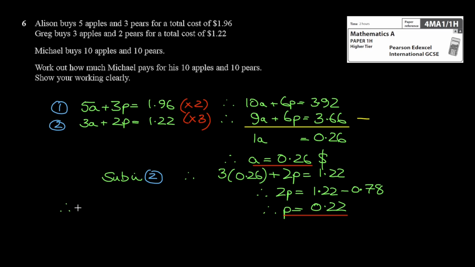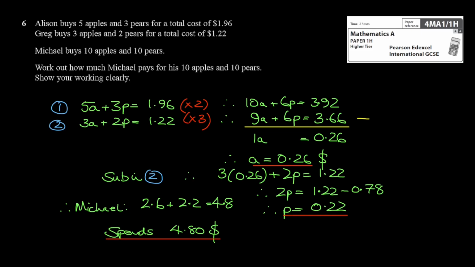So, Michael, 10 of each. So this is 2.6 plus 2.2, which is equal to 4.8. So he spends $4.80. And that's your answer.